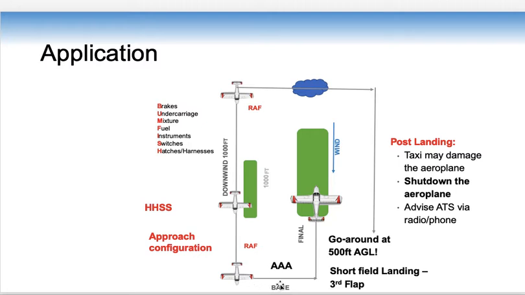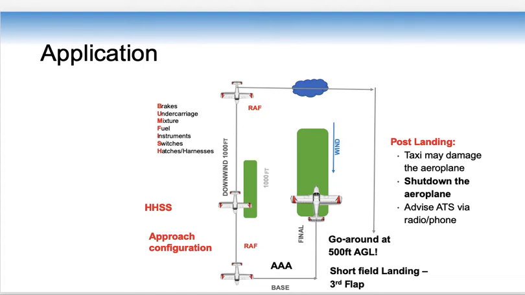Then do your normal workcycle, AAA, and then your final, and then make sure you go around at 500 feet AGL, so about 800 feet. Really, this is important. It's not any instructor-initiated go-around. You must go around as a student. And you'd use a short field landing, so you'd have your third stage of flap before turning onto final.